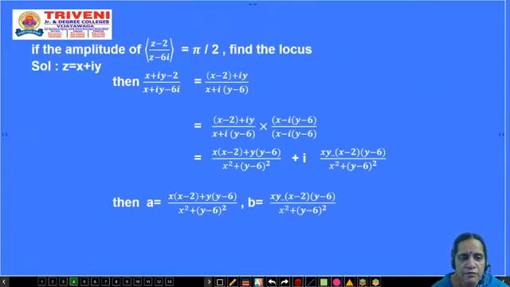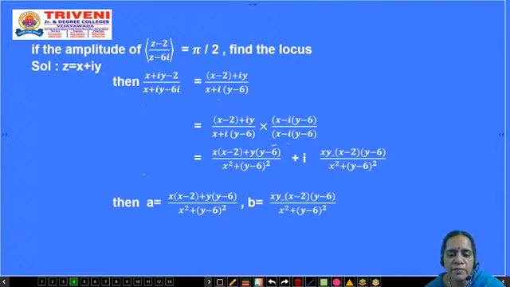And then, if the amplitude of z minus 2 by z minus 6i is equal to pi by 2, find the locus of this equation. Then we have to know the value of z here. Already we know that z is equal to x plus iy. We put here x plus iy minus 2 by x plus iy minus 6i. Then we get x minus 2 plus iy. Here we take the common factor, x plus i into y minus 6.